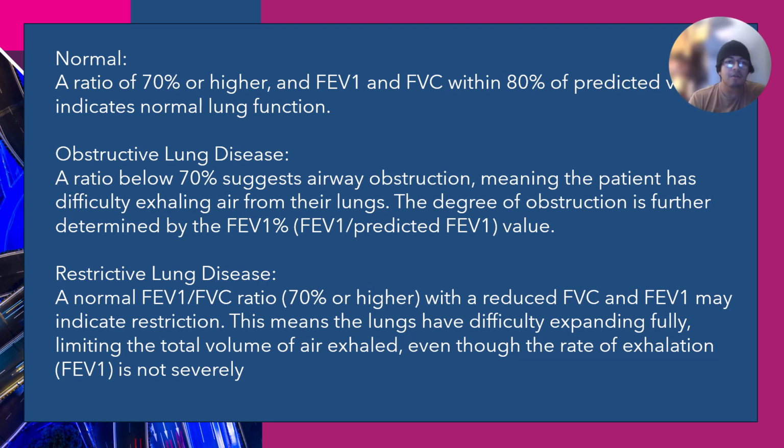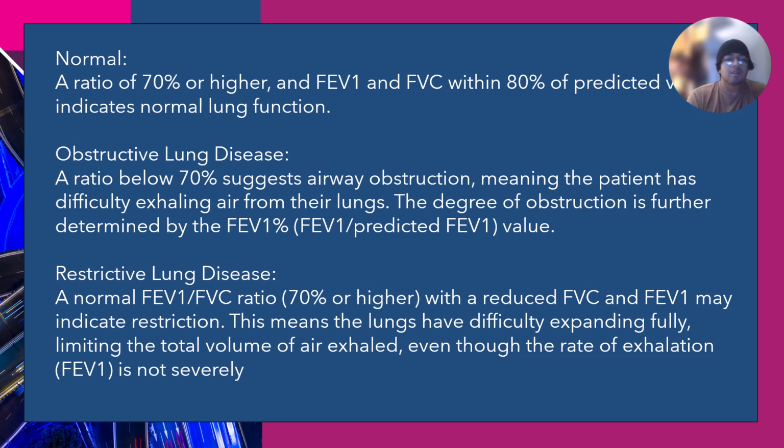So a normal ratio of 70% or higher and an FEV1 and an FVC within 80% of the predicted range indicates normal lung function. Again, if that ratio is 70% or higher and the FEV1% and the FVC are within 80% of predicted value, then we should indicate that they have normal lung function.